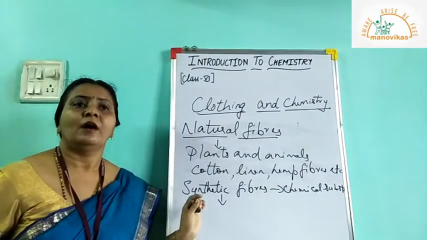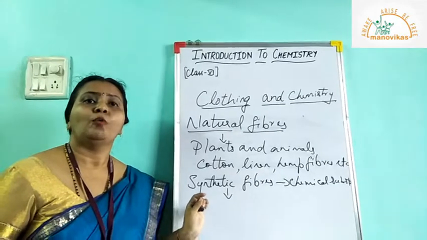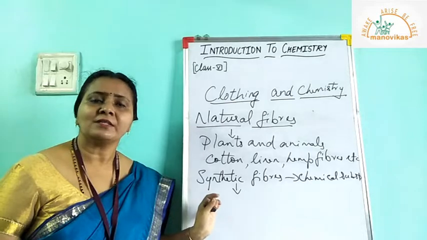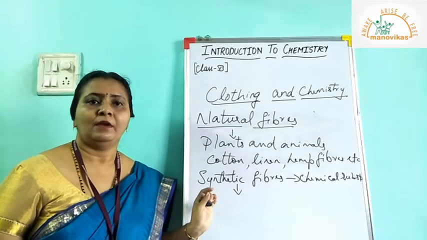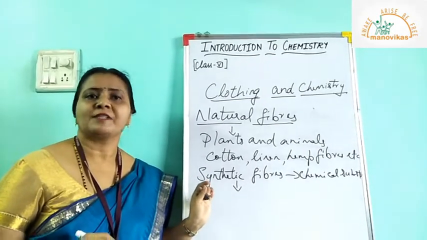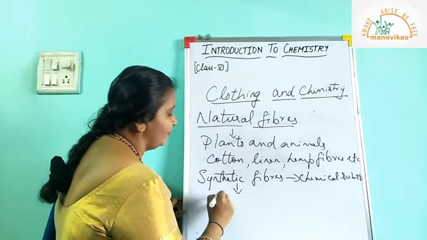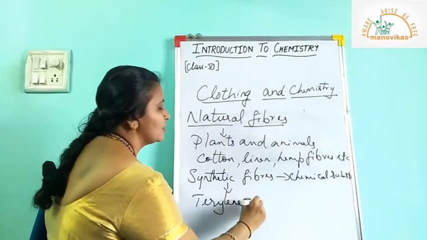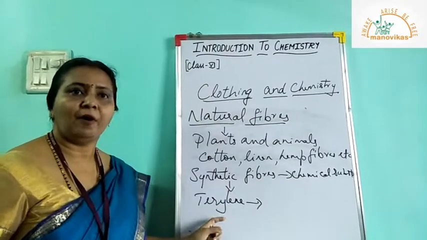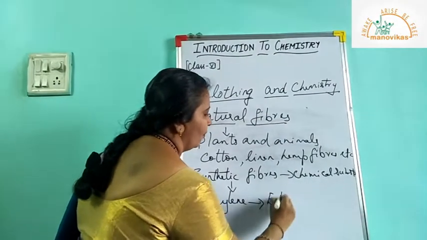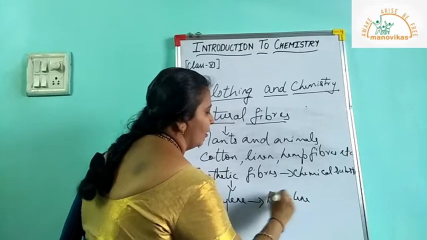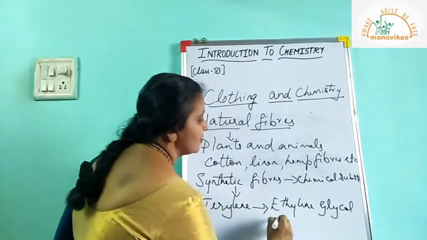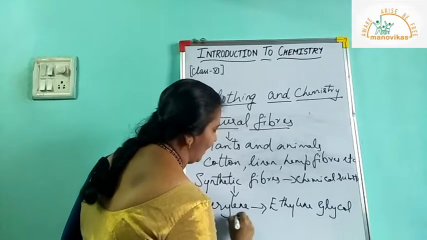Synthetic fibers are usually long-lasting, waterproof, and color fast. All these properties make the synthetic fibers more popular. Let us see a few examples of synthetic fiber. An example of synthetic fiber is sterling. Sterling is made up of ethylene glycol and terephthalic acid.